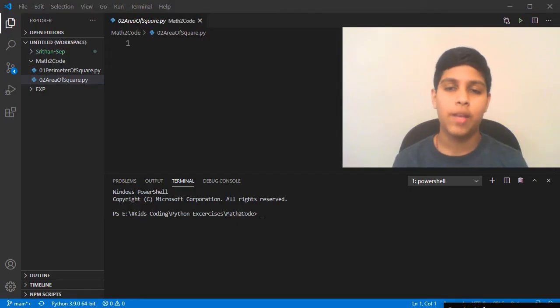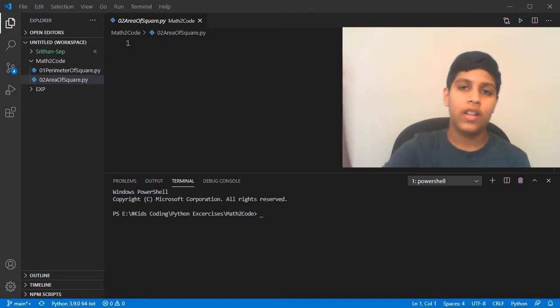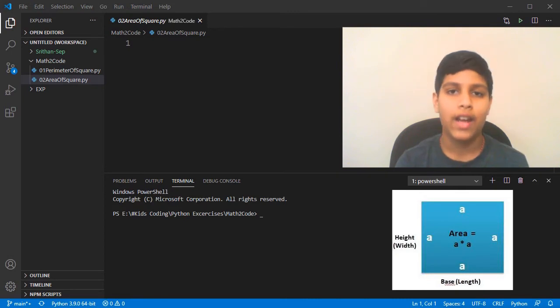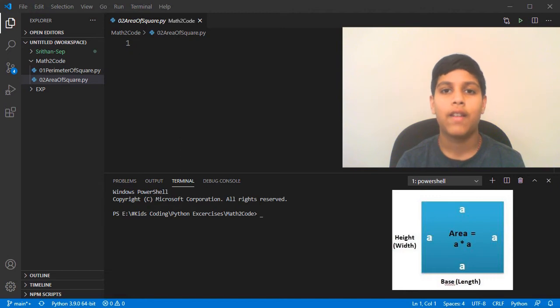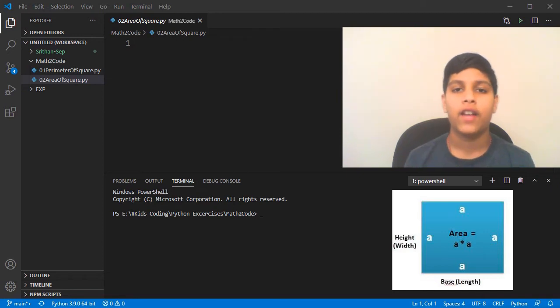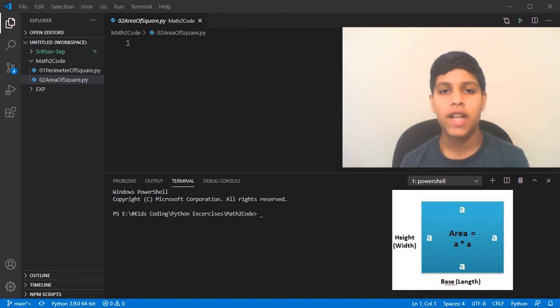Space occupied by a closed figure is called area. Look at the diagram below. The area of a square is calculated by multiplying the base times height. But since a square has all equal sides, that's why we calculate side times side to figure out the area of the square. Here, area equals A times A.